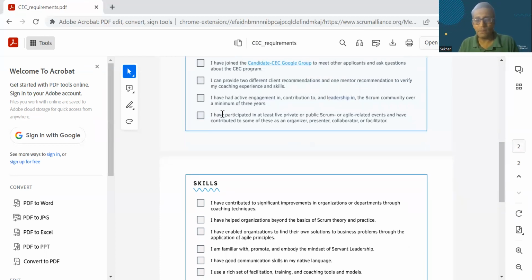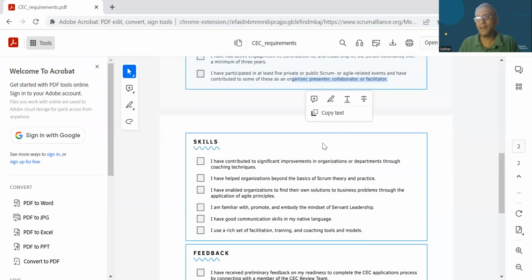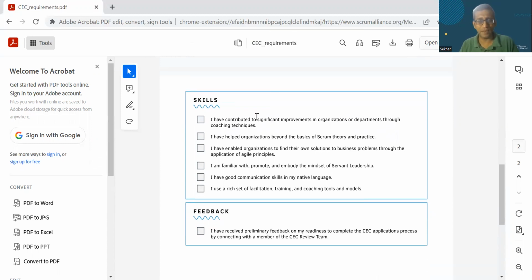And you might have participated in at least 5 public Scrum or Agile events and contributed to some of these as an organizer, presenter, collaborator, or facilitator, something like this. That could add a lot of value. Again, this all to me comes under leadership. What are you doing as a community leader, or anything more than this? For example, writing a book is something you're giving back, or any pro bono activities. Something that adds a lot of value.